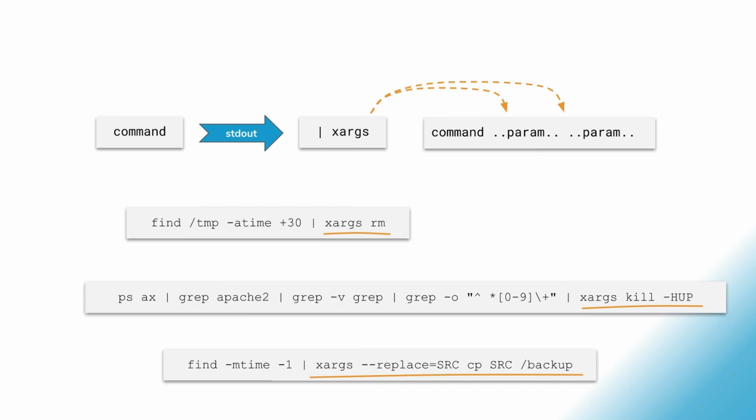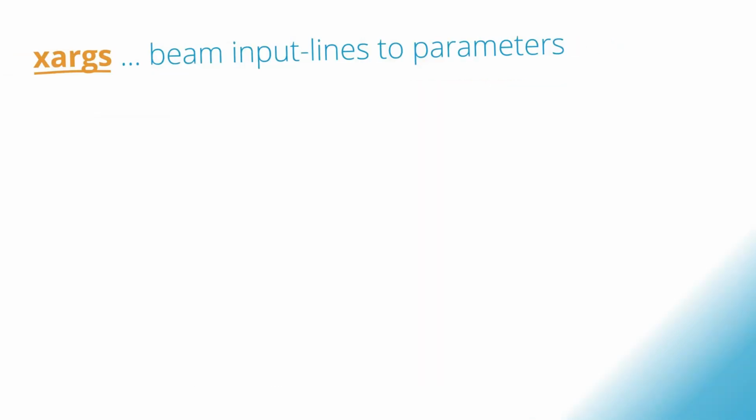These are 3 great examples for the usage of xargs. 3 commands that are not capable of reading from standard input but use only command line parameters. rm, kill and copy. And we simply use xargs to beam lines from the input data stream to these command lines. So if you have your data within a data stream and you want to process this data with a command that doesn't read from a data stream, then use xargs to beam the lines from the input data stream to the parameter list of this command.